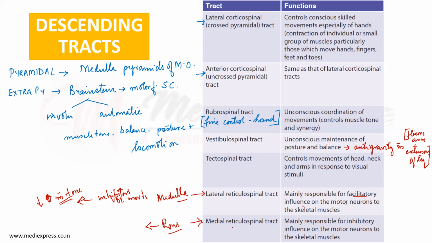Whereas the medial reticulospinal tract facilitates the movements, and thus it increases the muscle tone. Okay. Here it is written a little the other way, but remember this. What I said is the lateral reticulospinal tract inhibits the voluntary movements and thus reduces the muscle tone. Whereas the medial reticulospinal tract facilitates the voluntary movements, and thus increases the muscle tone. So this was about the descending tracts.